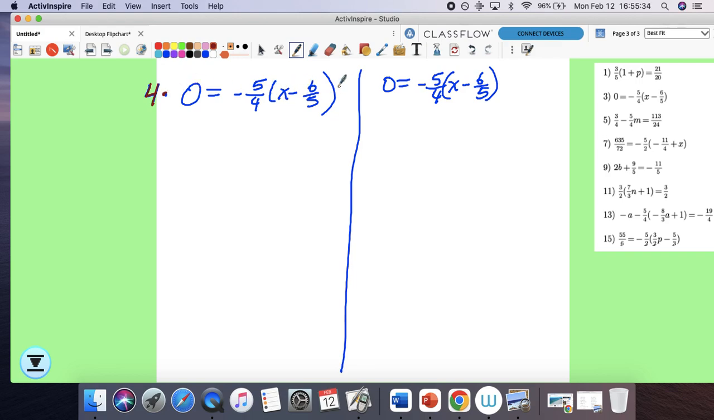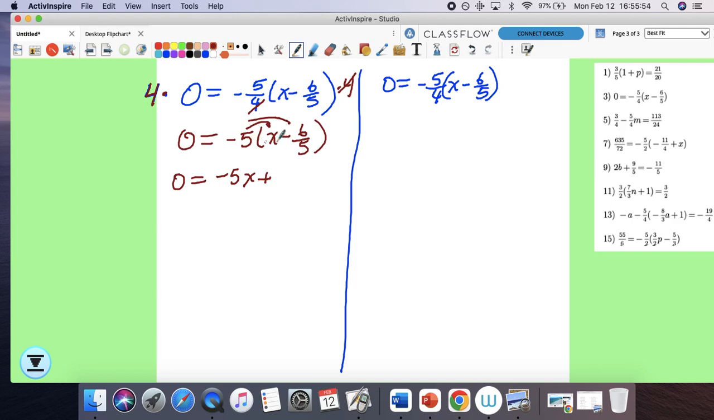Multiply this side by 4, and then multiply this side by 4. Now 4 times 0 is just 0, so nothing changes here, but this 4 and this 4 can simplify. And I get negative 5, and inside the parentheses it just stays the same. If I continue, now I do the distributive property.